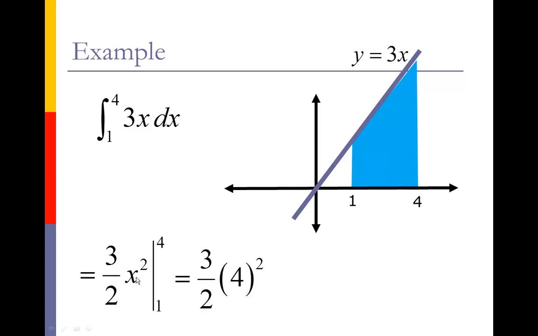So I plug 4 in for x, I plug in 1 for x, and then we take the difference of those results, and I get something like 22.5. So that's the antiderivative. That's the definite integral. We're getting a definite numerical answer here. And so what did these steps mean graphically for us?